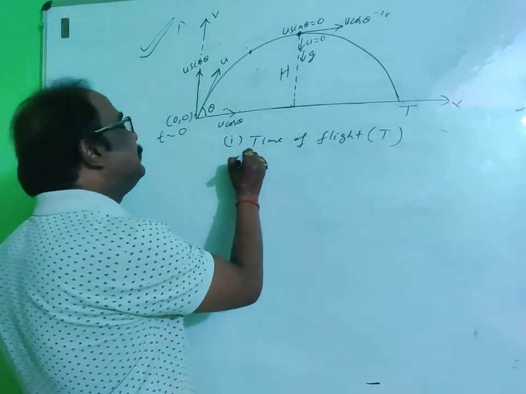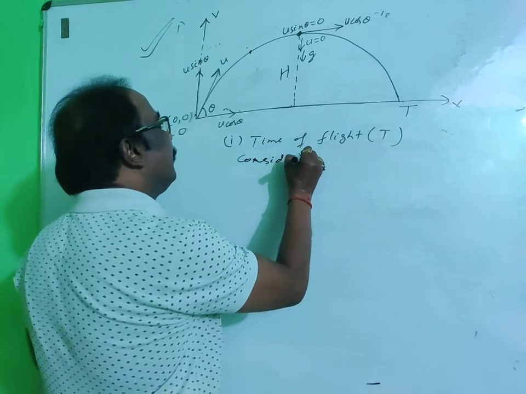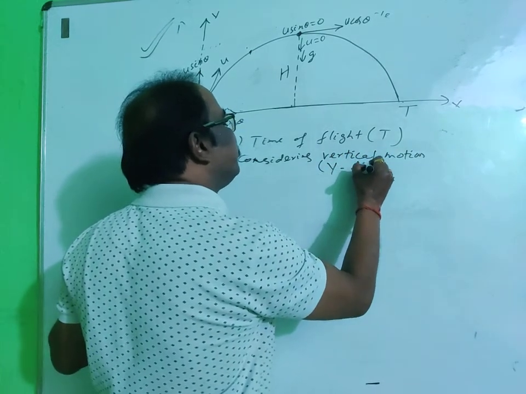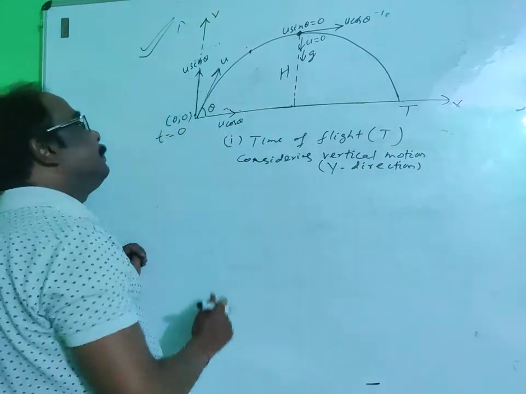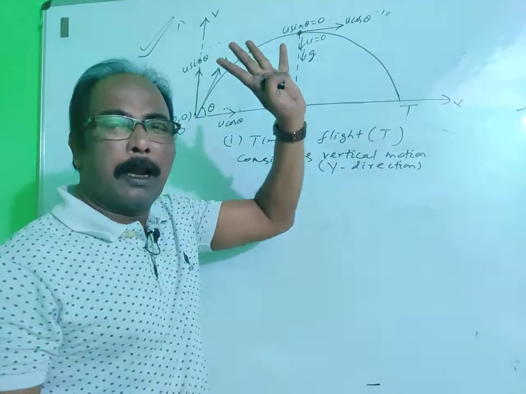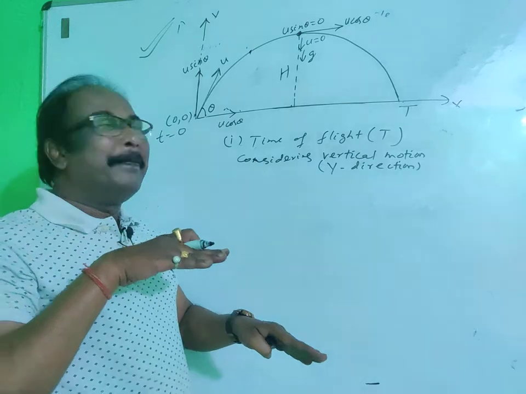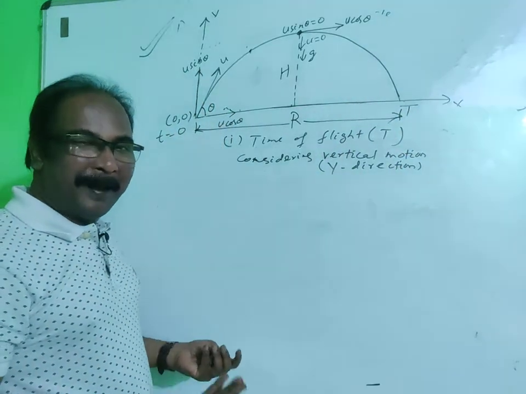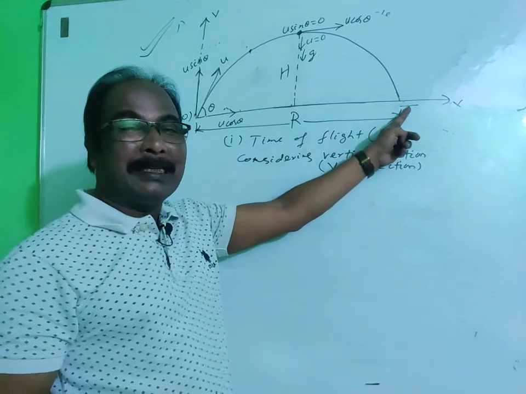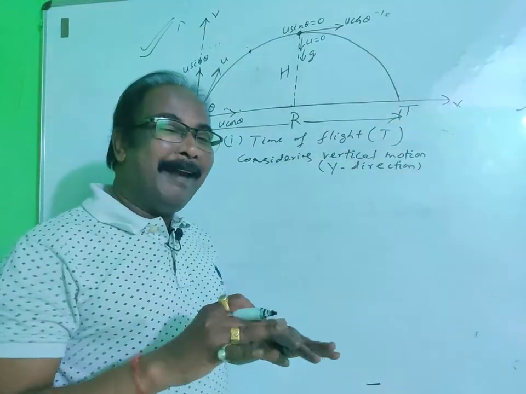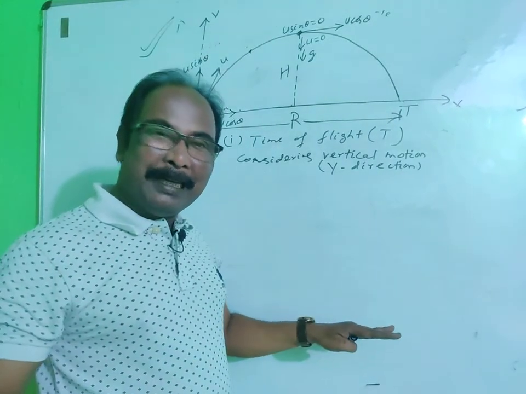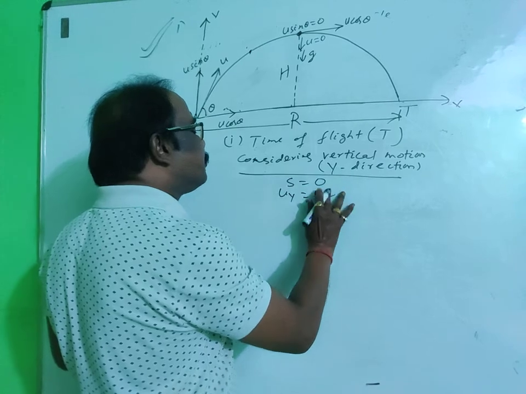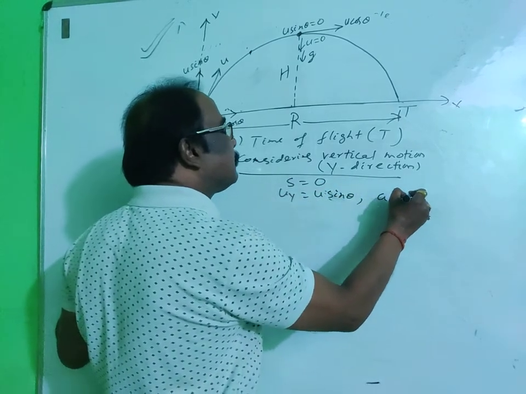So now, considering vertical motion, which means the y direction: the body starts from the ground and reaches the ground. There is a horizontal displacement, the maximum horizontal displacement r, the range, but the body starts from the ground and reaches the ground, so what is the vertical displacement? Vertical displacement is 0. So along the y direction displacement is 0, initial velocity is u sin theta, and acceleration is minus g.